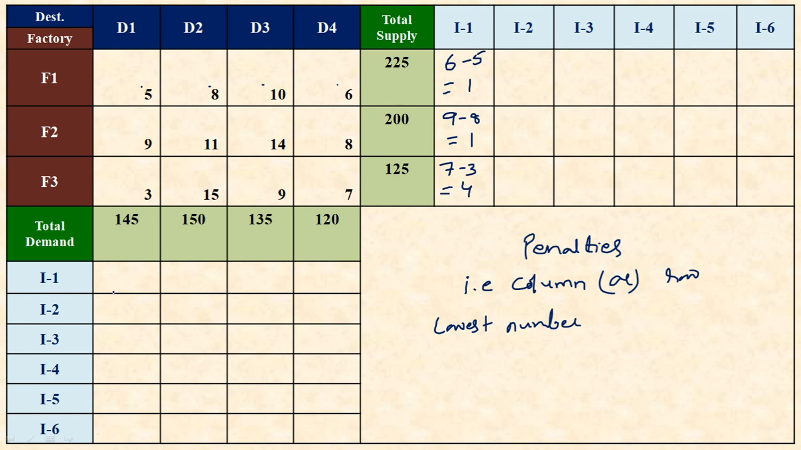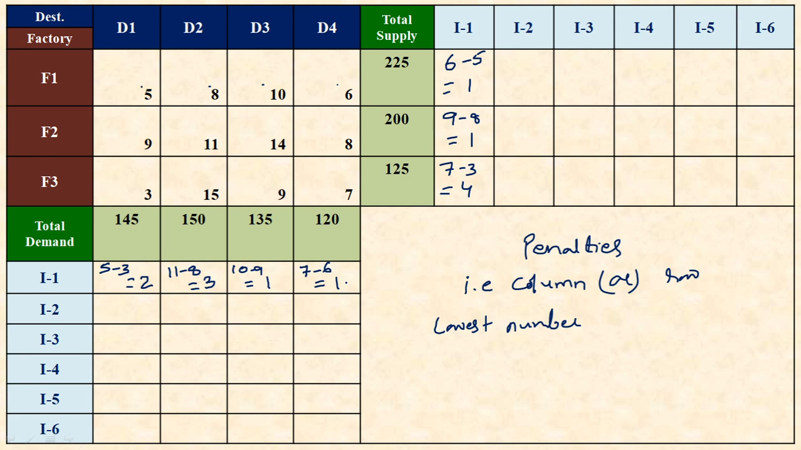And coming to the columns, the D1 column. What is the lowest number? 3 is the lowest number and 5 is the next best number. That is 5 minus 3 is equal to 2. For D2, 8 is the lowest number and 11 is the next best number. 11 minus 8 is equal to 3. For D3, 9 is the lowest number and 10 is the next best number. 10 minus 9 is equal to 1. For D4, 6 is the lowest number and 7 is the next best number. 7 minus 6 is equal to 1.